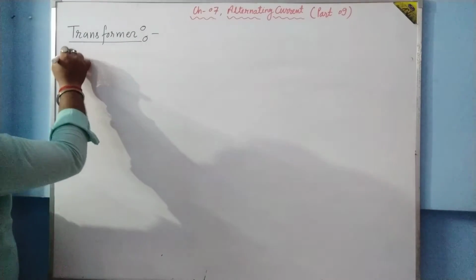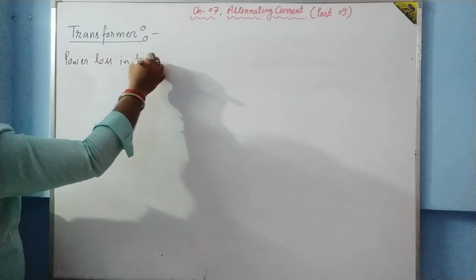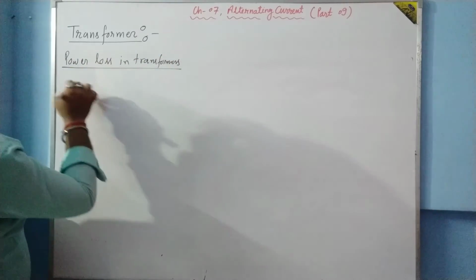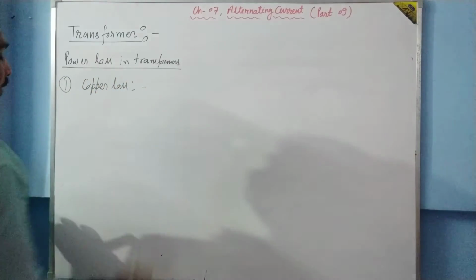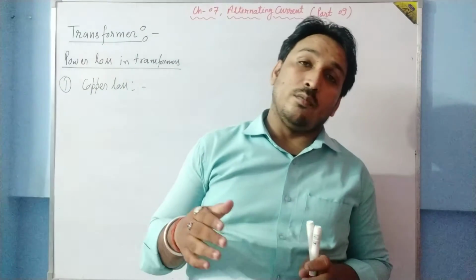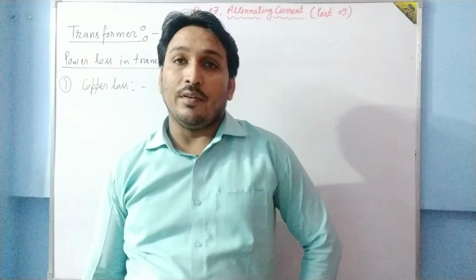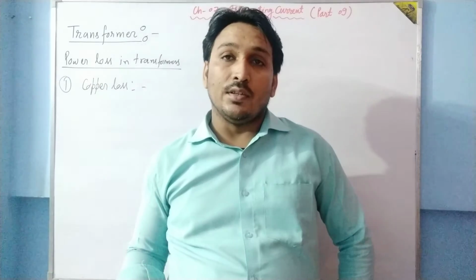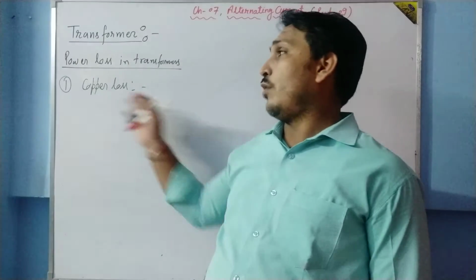Let us discuss power loss in transformers. The first one is copper loss. What is copper loss? Ideally, the coils are built with thick copper wires. Thick copper wires are taken to avoid resistance, but we cannot take the resistance of the wires to be zero, and that's why the copper wire has some resistance. Across that resistance, an amount of heat is lost, and that loss is called copper loss.